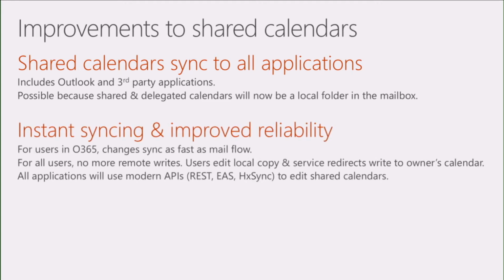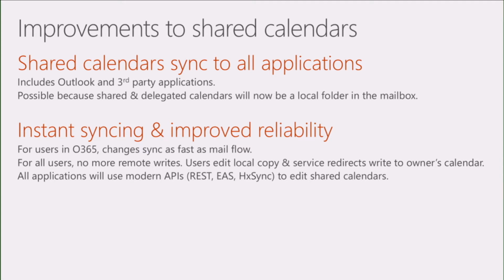The second thing is improved syncing and reliability. So what that really means for users is that they're going to get the changes on their shared calendars just as fast as they get changes on their normal calendars. It's going to be instantaneous for everyone, just as fast, because we're pushing the changes out, and we'll talk more exactly about how it's done.